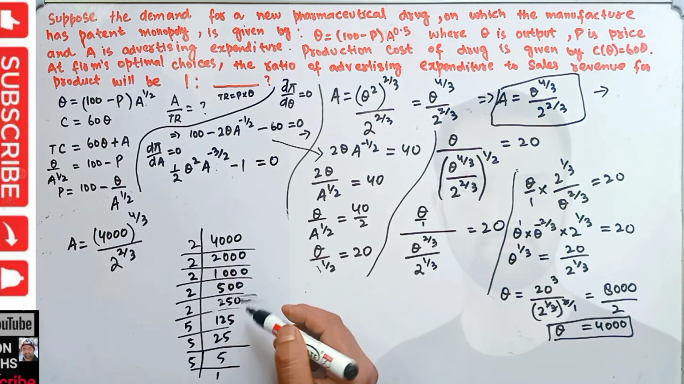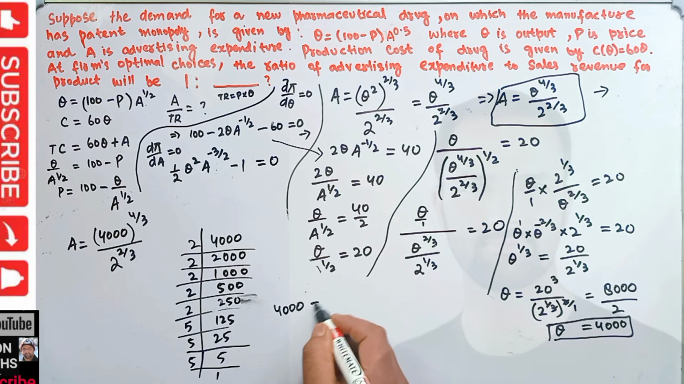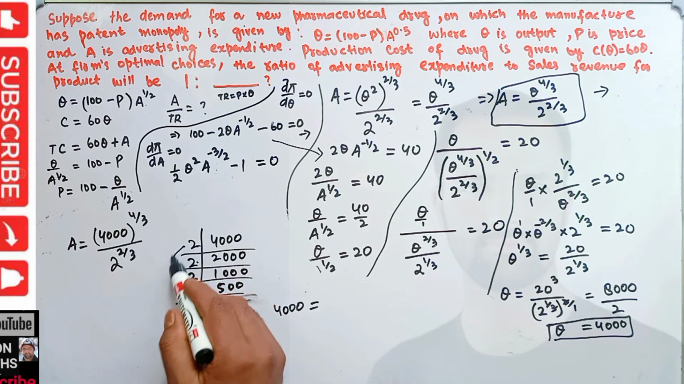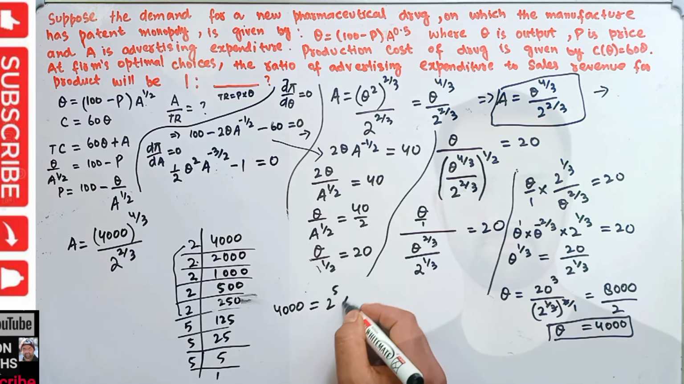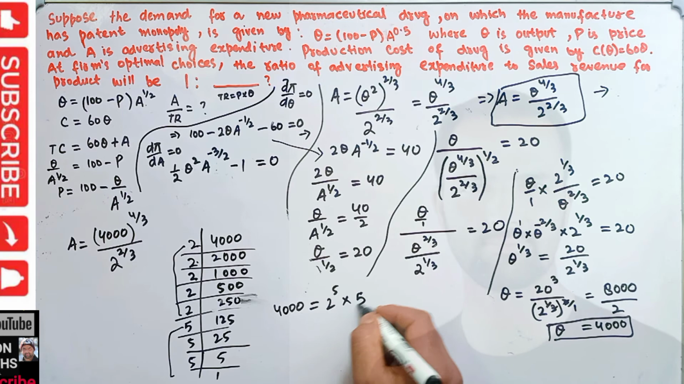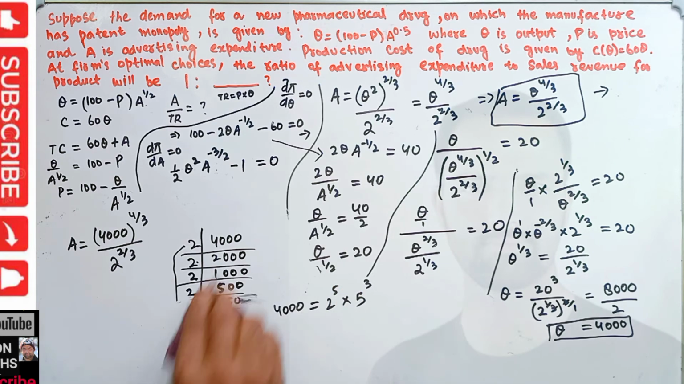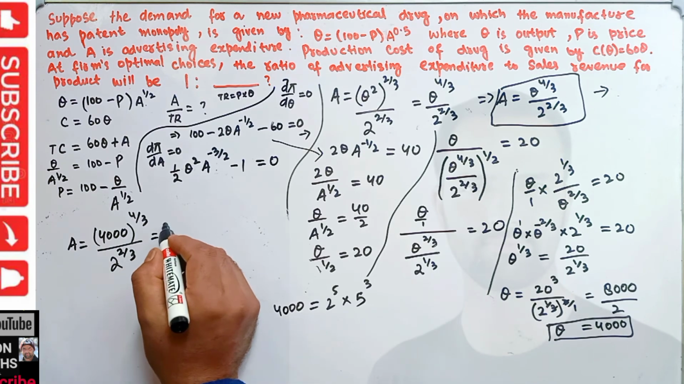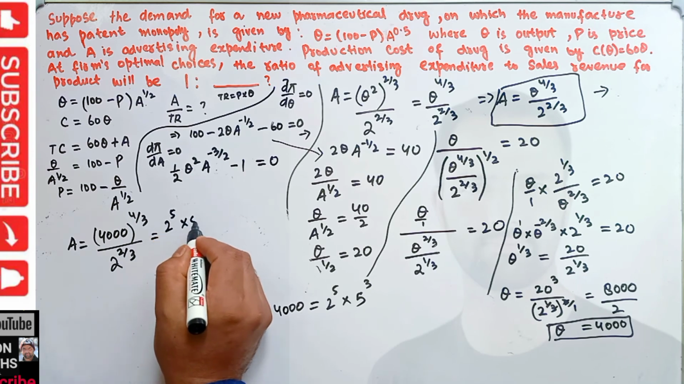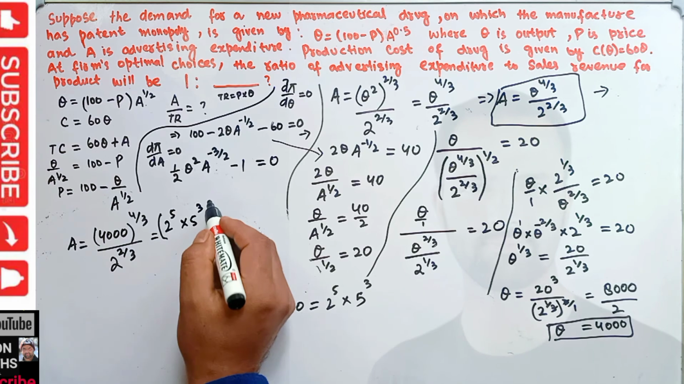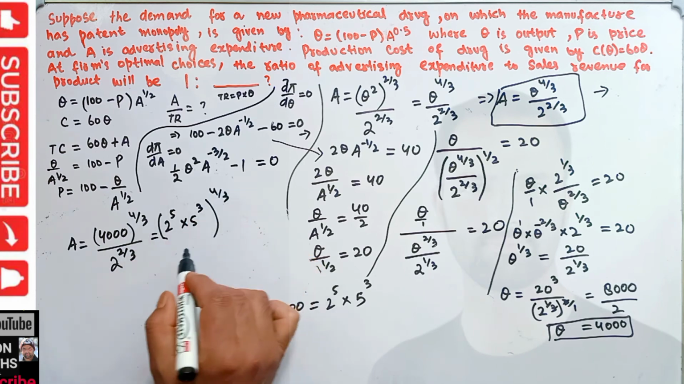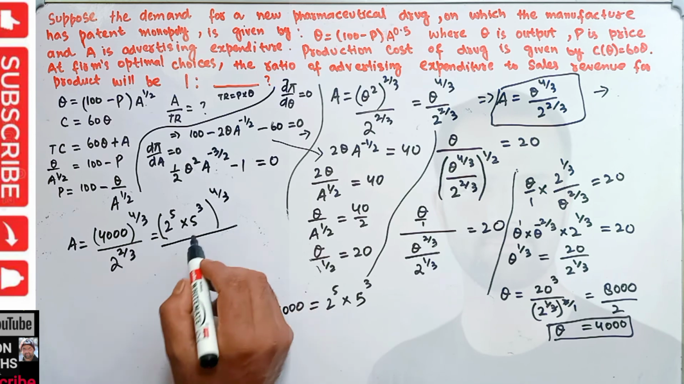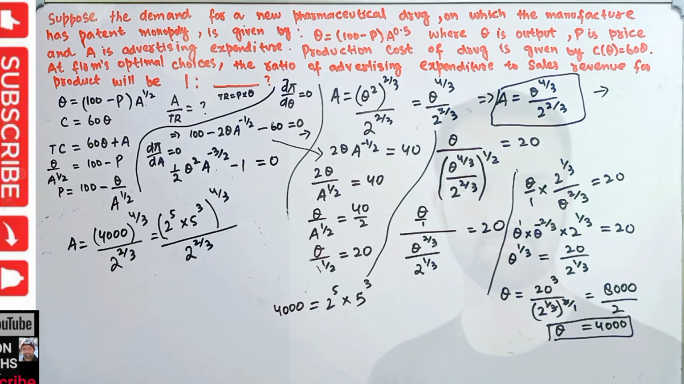So 4000 can be written as, we have 1 2 3 4 5, it can be written as 2 to the power 5 into, we have 5 1 2 3, that is 5 cube. 4000 can be written as 2 to the power 5 and 5 to the power 3. So I am just using this very result here. So I can write it like this: 2 to the power 5 into 5 to the power 3 into 4 upon 3, divided by 2 to the power 2 upon 3.